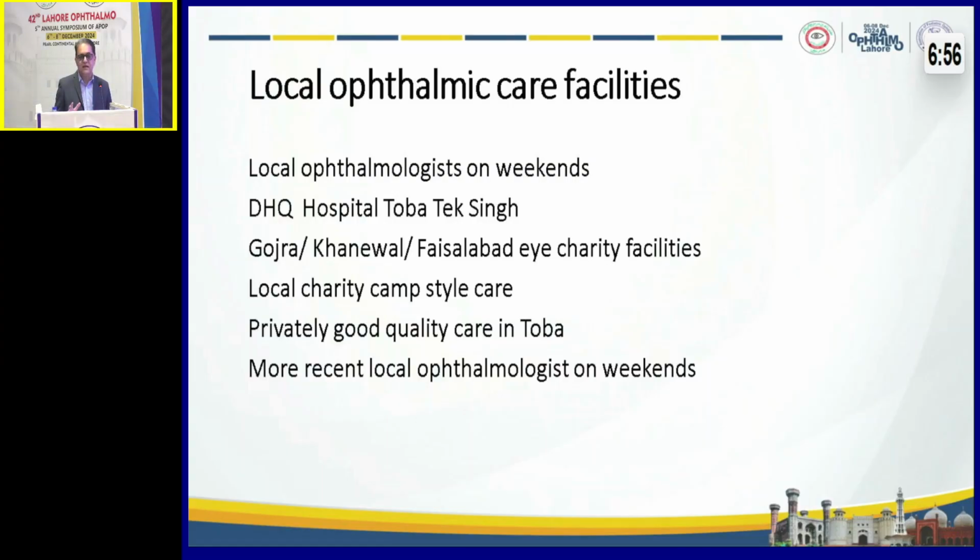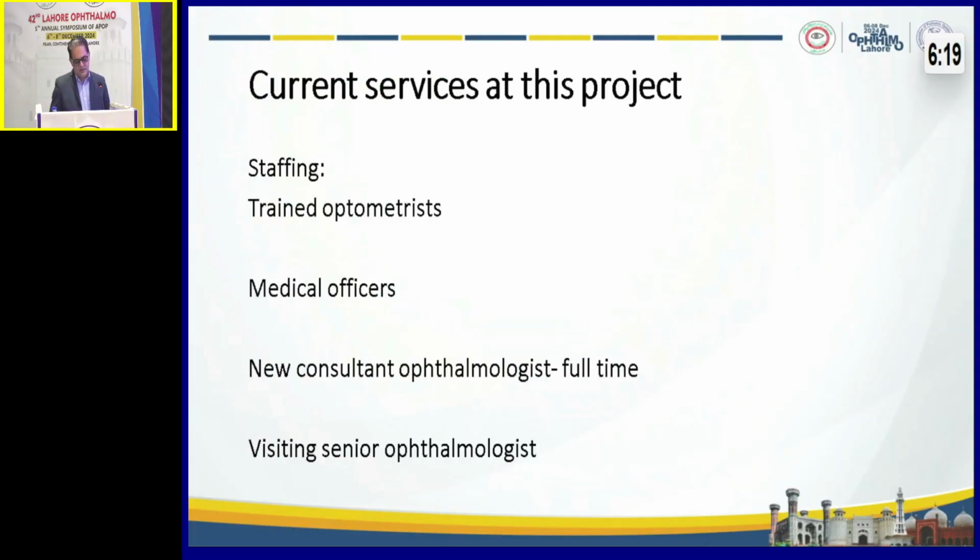And there's the local charity camp style, a small unit in a village house that's been converted, where a person comes in and sees 100, 200 patients, and then over the weekend does 50-odd small incision cataract surgeries. There is slightly better quality care in the surrounding district of Toba Tek Singh, but that's private and doesn't provide care to a large part of the community who cannot afford to go there.